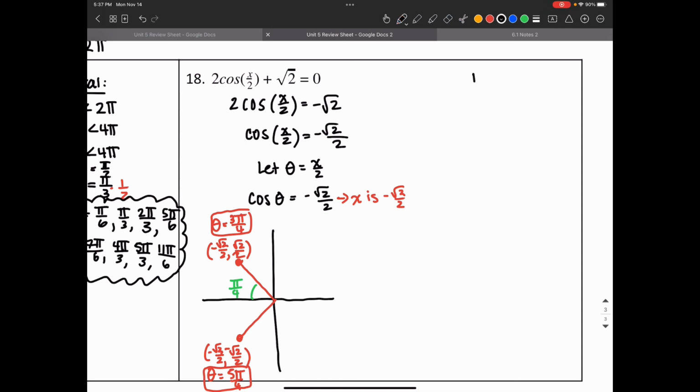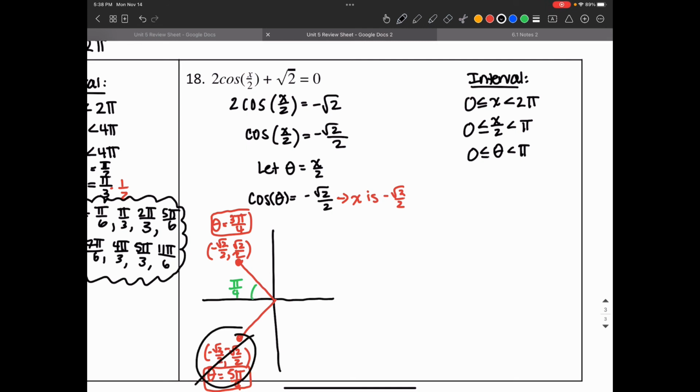And then don't forget to look at what your interval is going to be for the new variable that you created, because you used a single variable and put that inside of cosine. And you need to know what the interval for that is. So I know x is in between 0 and 2 pi. So x divided by 2 is going to be in between 0 and pi. Which means theta is going to be in between 0 and pi, which means I'm only including angles from here to here, which means I am not including this angle here, and I'm going to cross it out. And I'm just going to be left with this answer here.